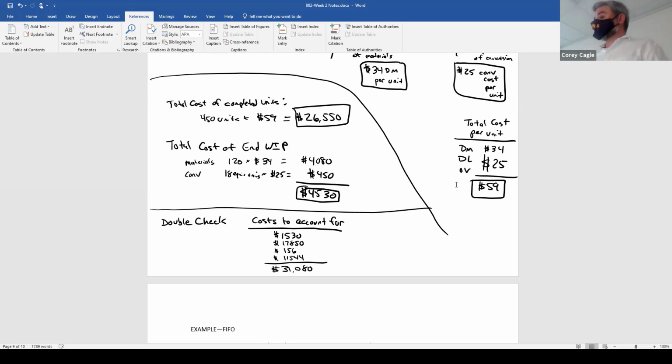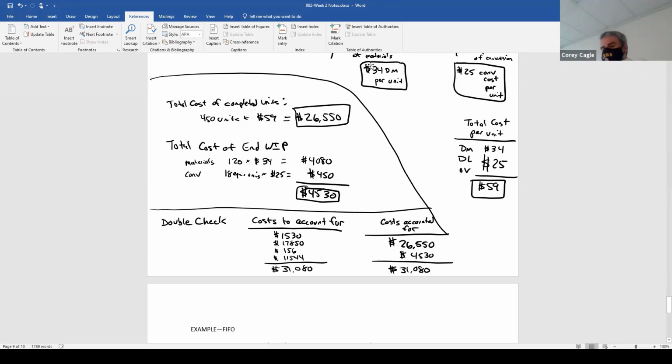All of that has to end up somewhere. We can't lose any of it, and we can't add to it in our calculations. So that money either has to be part of those completed units or still in ending work in process. Let's make sure we accounted for each of those dollars. $26,550 we said attaches to those completed units. $4,530 still remains in ending work in process. $31,080. We didn't lose anything along the way.